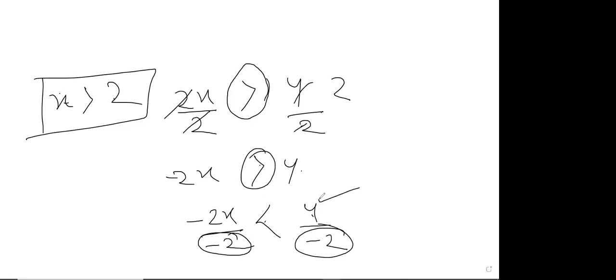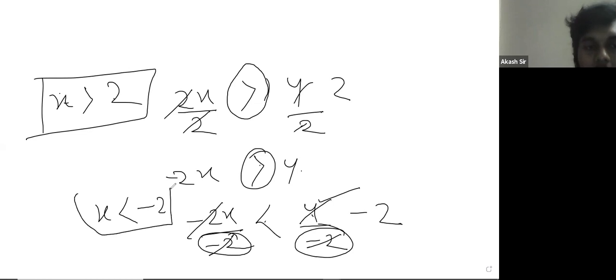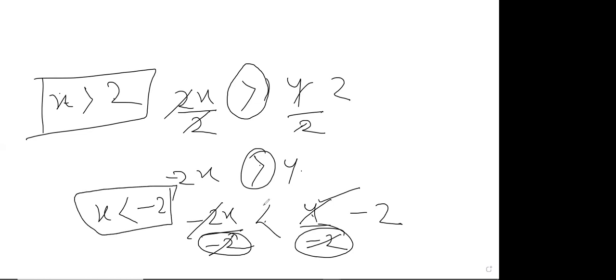Okay. In here, minus 2 is cancelled. Minus 2, 4 is cancelled. We get minus 2. So x should be less than minus 2. Right? This is the solution. Got it?